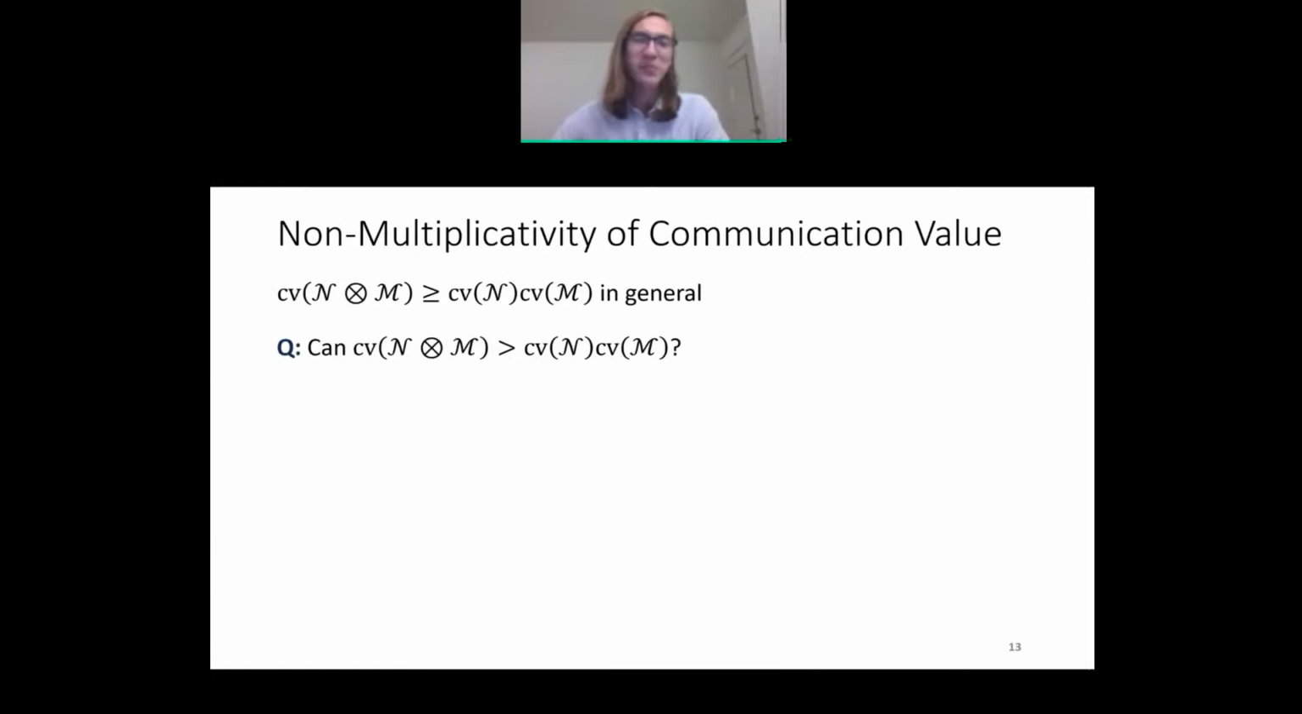So we know that entanglement measures are non-multiplicative sometimes. So the natural question would be, can we make the communication value non-multiplicative? And indeed we can, and we can do it using entanglement measures. So we can consider this channel given by this Choi state. For those who are more comfortable, this operator is equivalent to the projector onto the antisymmetric subspace.